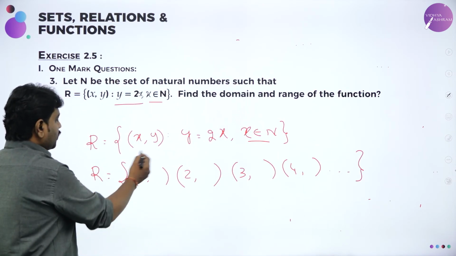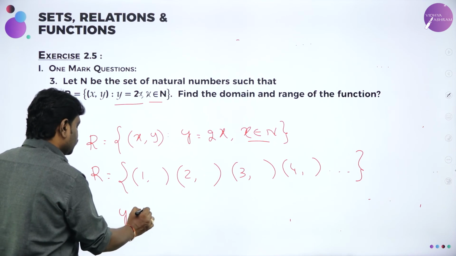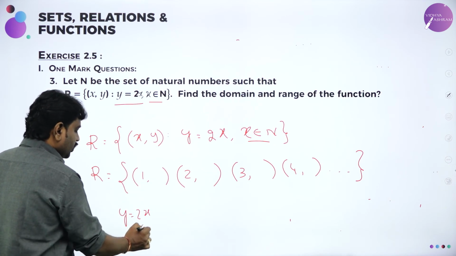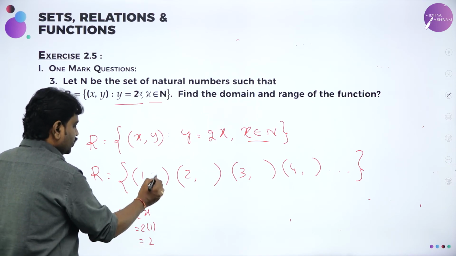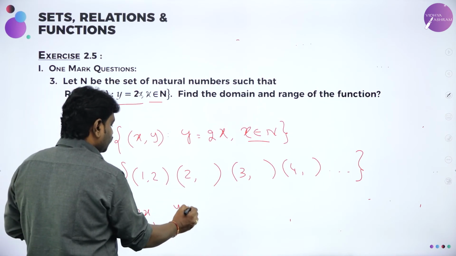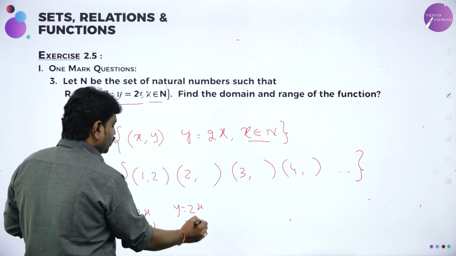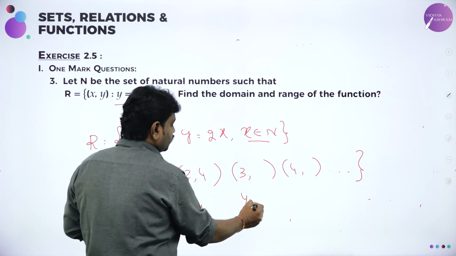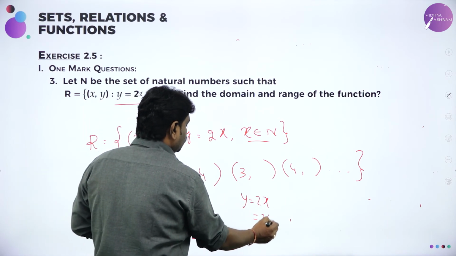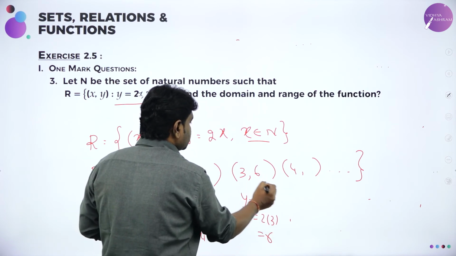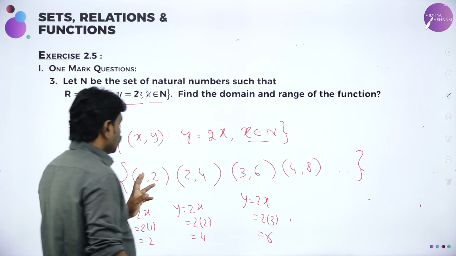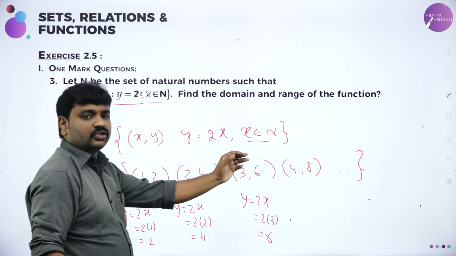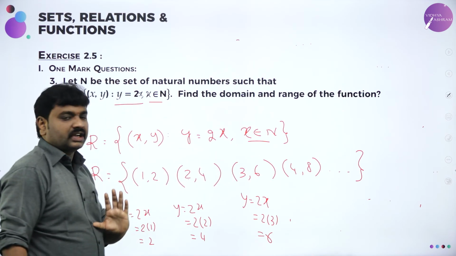Now (x, y). What is y? Y is 2x. What is x? 1. 2 into 1 is 2. Y is 2. And again y is what? 2x. In the place of x I have 2. So 2 into 2 is 4. And again y is 2x. In the place of x put 3. 2 into 3 is 6. For 4, it is 8, and so on. So 1, 2; 2, 4; 3, 6; 4, 8; and so on. So now I got this relation.